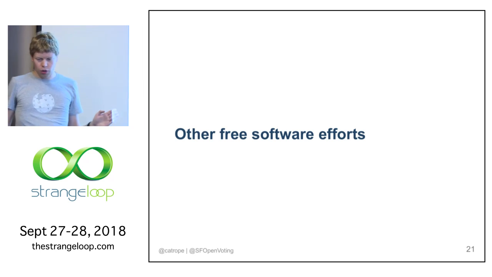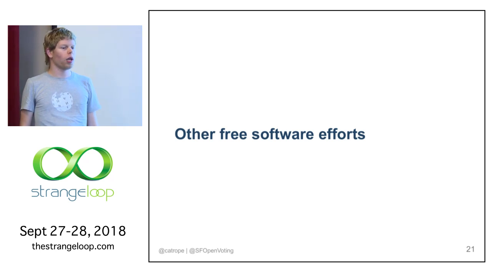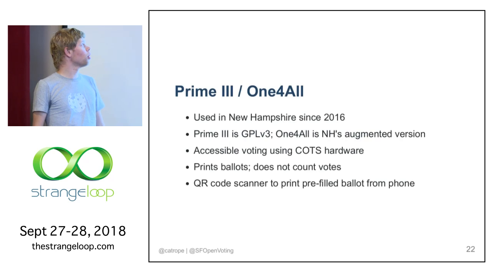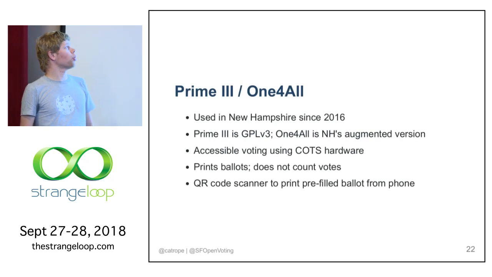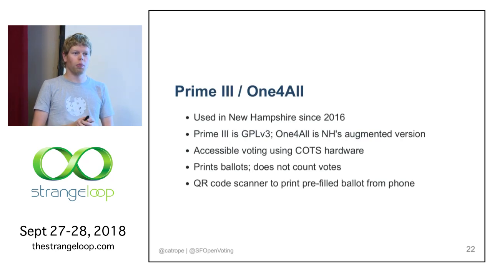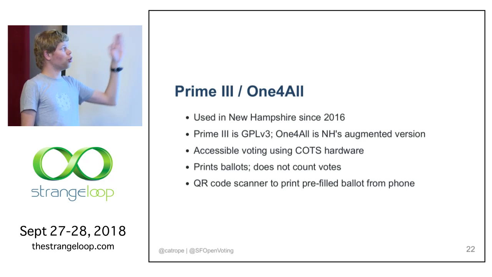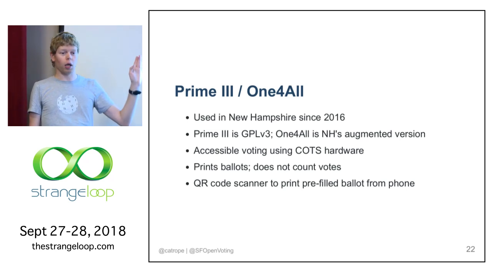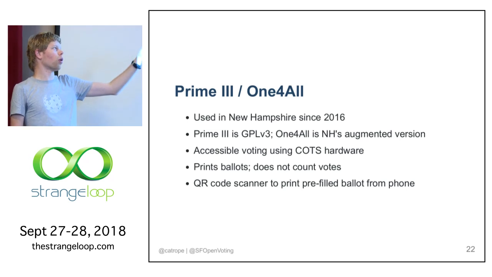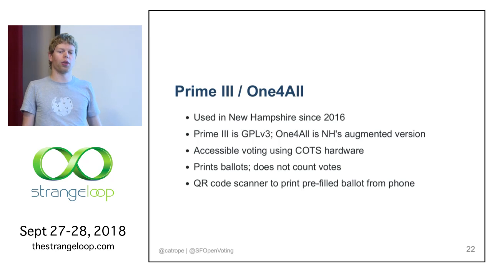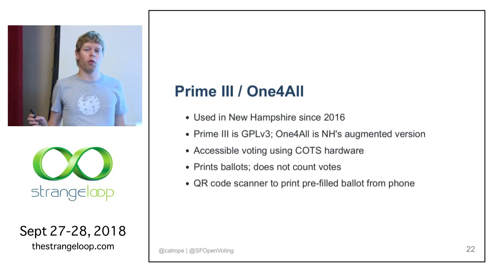Moving on, I'll briefly touch on some of the other open source software efforts that have gone on in this space. There is a project called Prime3, which was written by some professor in Florida at a university and picked up by the state of New Hampshire. This is a GPL project that you can find on GitHub, or at least Prime3 is. One for All is a name that New Hampshire branded their thing with, and they took it and added some things. And this is an accessible voting system.